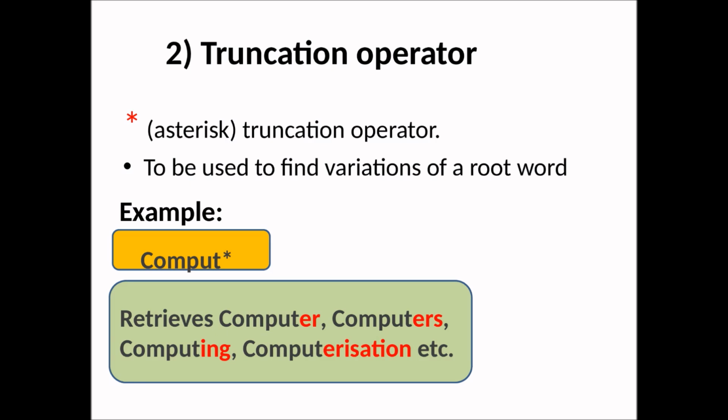The next operator is the use of asterisk. It is used to find variations of a root word. For example, if you want to save time in information retrieval, to find all variations of the word computer, all you need to do is to type COMPUT asterisk. This will retrieve all variations of the root words such as computer, plural of computer, which is computers, computing, and computerization.